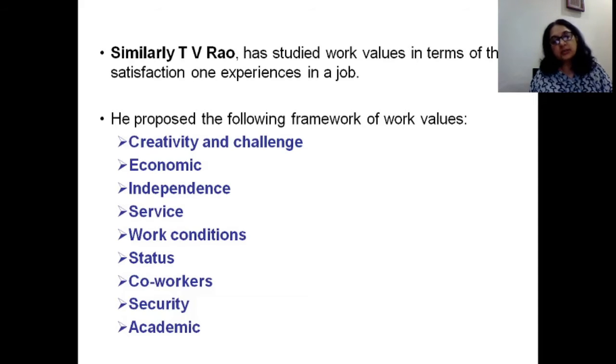Then co-workers, again, some people value working with co-workers who enhance their work simultaneously. And then security, some people look for security and safety in their job, and so they like being in places which give them a sense of security, and these people will not take up challenging jobs, or they don't like to bring too many changes in their work style. Academic are people who value research work and who are more into exploring things.